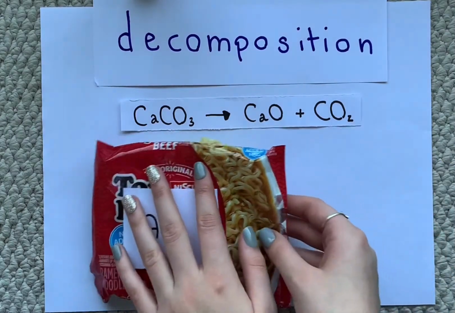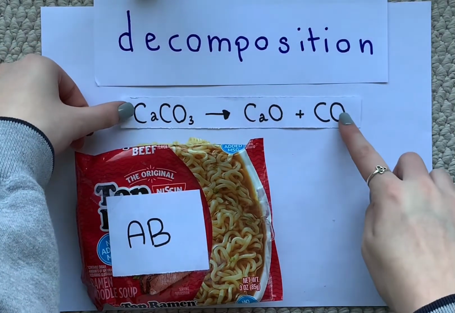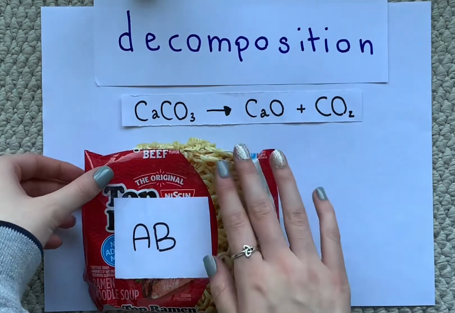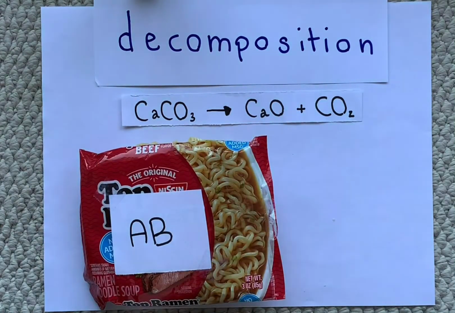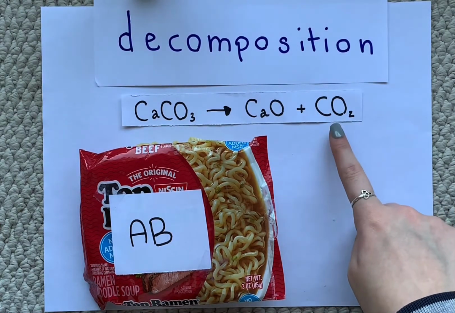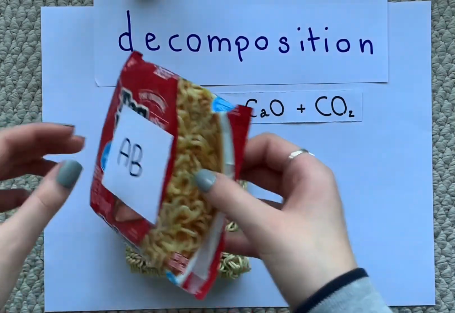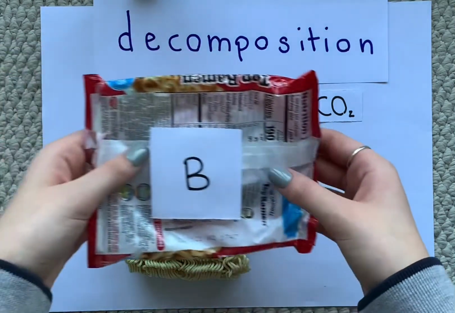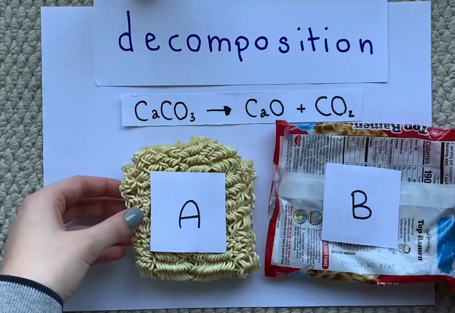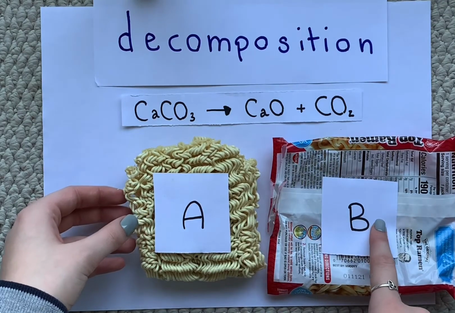Okay, so our AB is representing calcium carbonate, starting right over here, our AB compound, and we're going to decompose and break that up into our two parts, the calcium oxide and the carbon dioxide. So just as simple as pulling apart our two pieces, we get the wrapper separated, we get the noodles separated, and now we have our calcium oxide and we have our carbon dioxide, and that's our yield.